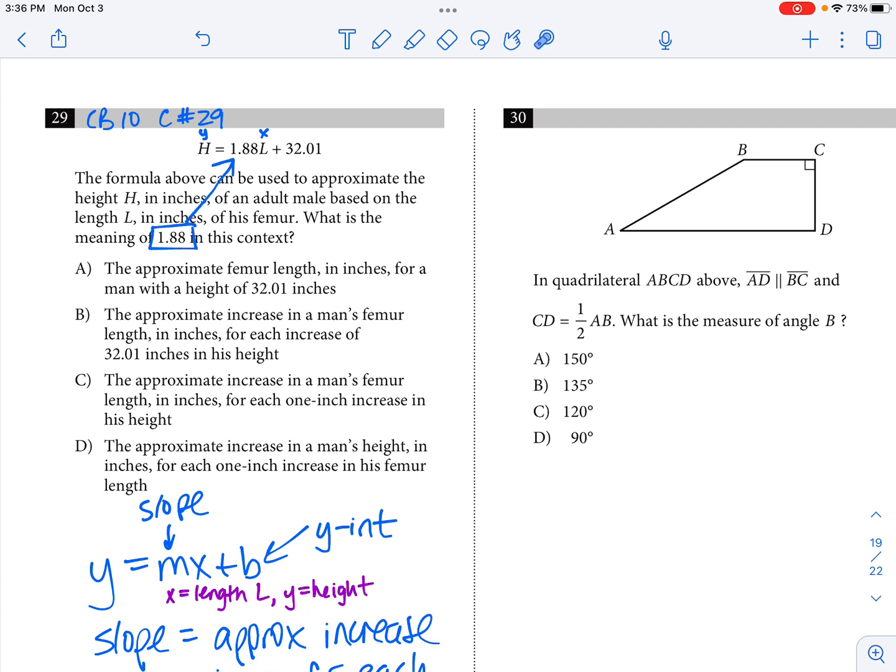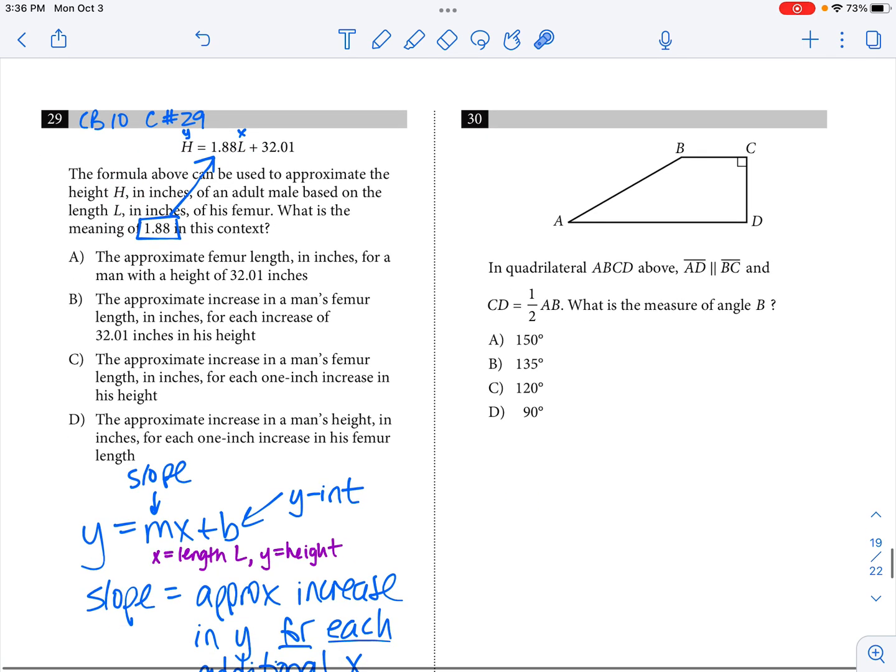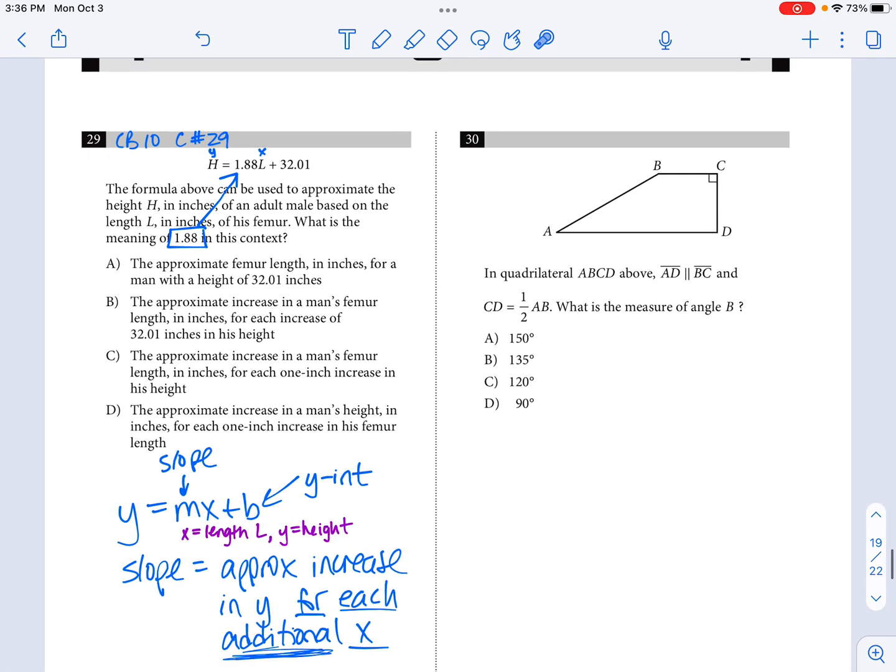And how do I know it's the slope? Because it's always the number that is with the variable. In this case, it's not an x, it's an L, but they're just using h and L instead of x and y, like I already mentioned. So the x is the length and the y is the height. So it's asking us to interpret the meaning of the 1.88.